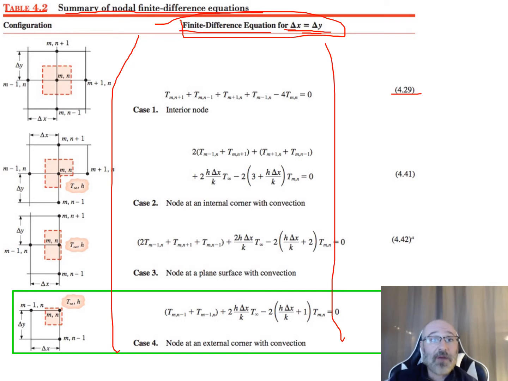This is the case that we had right there, case 4, where we had a node at an external corner with convection. We can see there's our convection, and there's that external corner. So it's a pretty straightforward one for us to figure out. Let's start at the top.